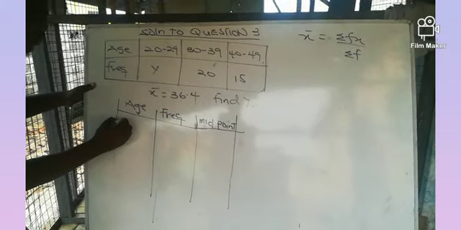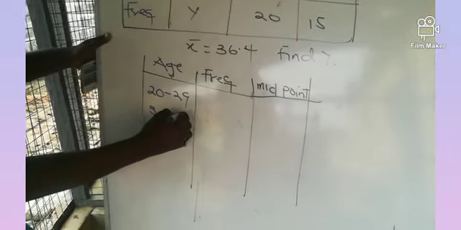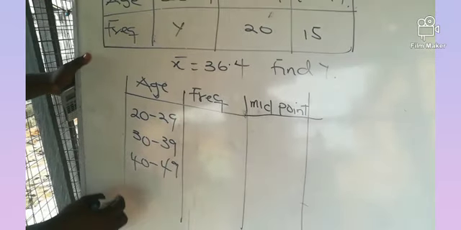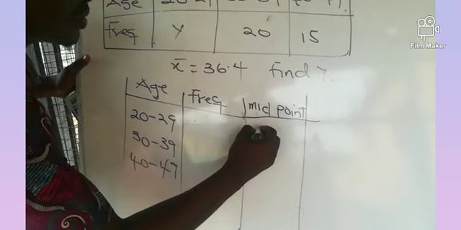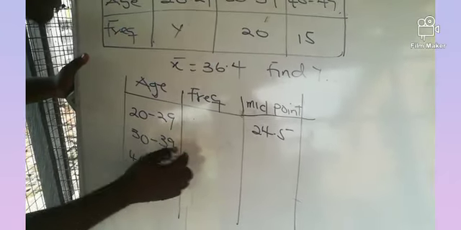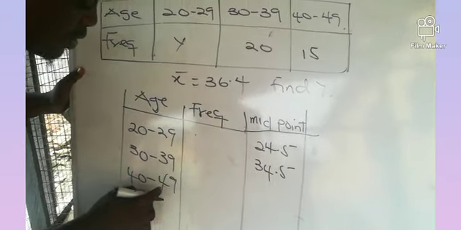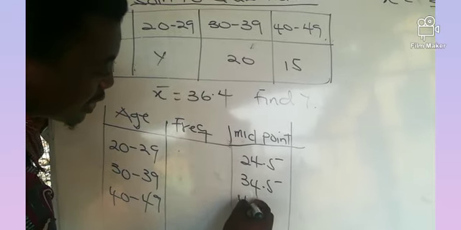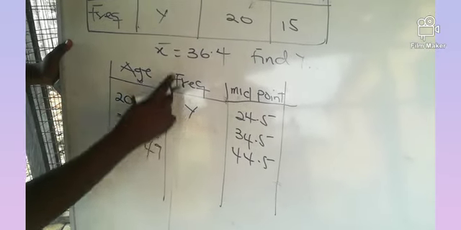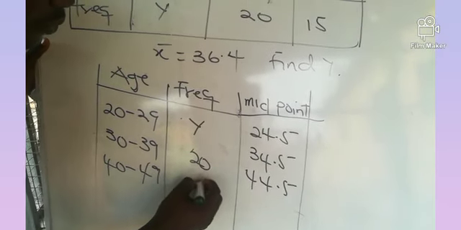But first, let's write the values there. 20 to 29, 30 to 39, 40 to 49. 20 to 29 is going to give us, the midpoint is going to be 24.5. The midpoint for 30 to 39 is 34.5. And the midpoint for this to this is 44.5. So the values which you are going to get for this, the frequencies were given to you as y, 20, and 15.